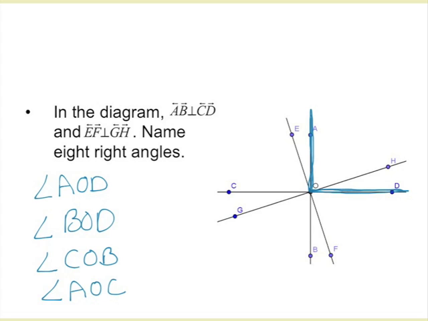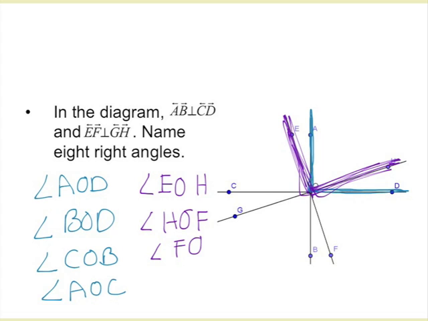Then I'll switch my focus. And now I want to focus on the lines that are offset. I'm going to start near the top, EOH, and then work my way around. HOF, FOG, GOE. Okay. So focus on just one set of perpendiculars at a time and work your way around in a circle. Otherwise, when you get to the end, it's hard to figure out which one you're missing. Or you could end up naming the same one twice, but you used the letters backwards and you didn't notice. Questions on how to find those angles?